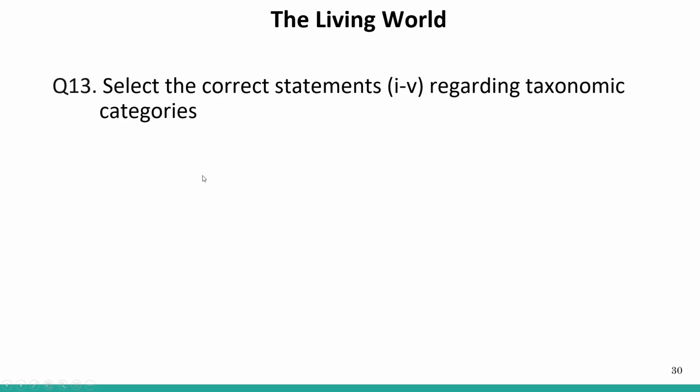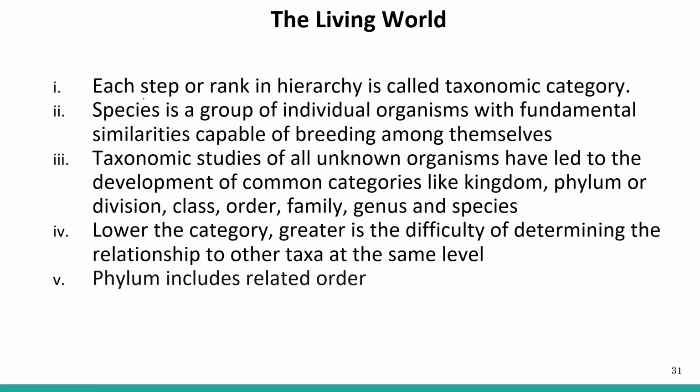Alright, let's start with the next question, which is: select the correct statement regarding the taxonomic categories. First they are saying each step or rank in the taxonomic hierarchy is called taxonomic category. So this option is correct. Next option is species is a group of organisms with fundamental similarities capable of breeding among themselves. So this is also correct. This is the definition of species.